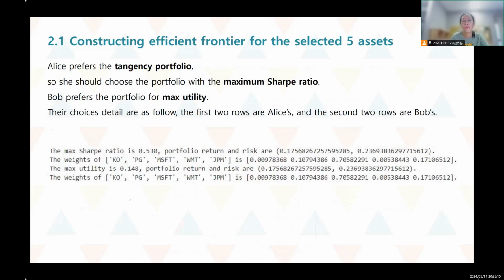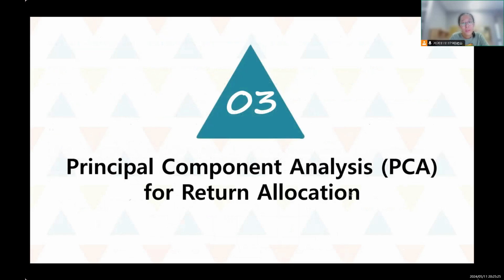Bob prefers the portfolio for max utility. Their choices detail are as follows. The first 2 rows are Alice's and the second 2 rows are Bob's. The third part is principal component analysis for return allocation.